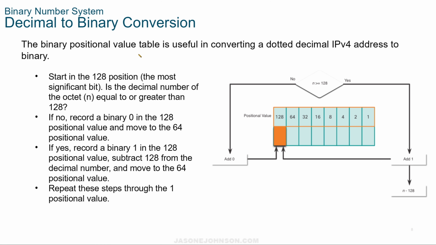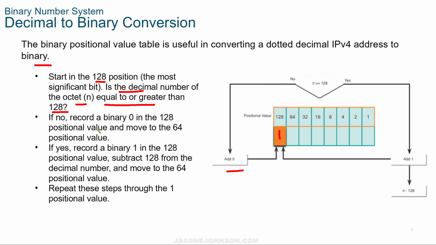The binary positional value table is useful in converting a dotted decimal IPv4 address to binary. We start in the 128 position, the most significant bit, and ask whether the decimal number of the octet is equal to or greater than 128. If it's no, it will not fit in this value, so we add a 0. If it's yes, then we add a 1. So if it's 192, we add a 1 there.